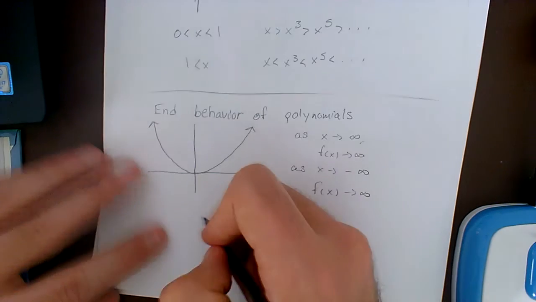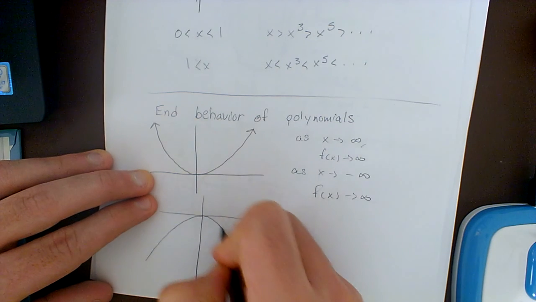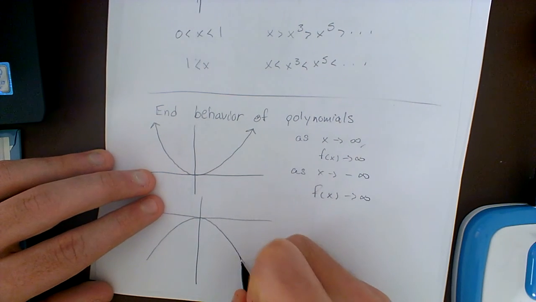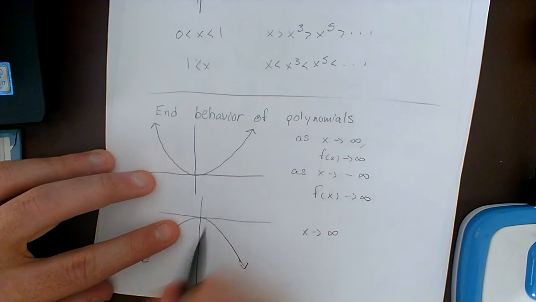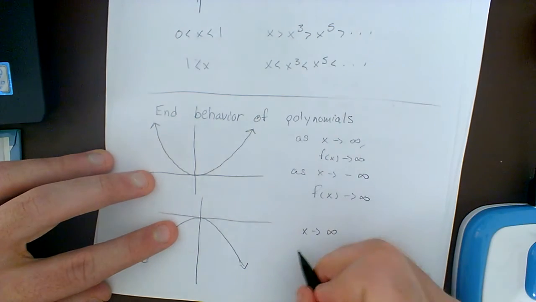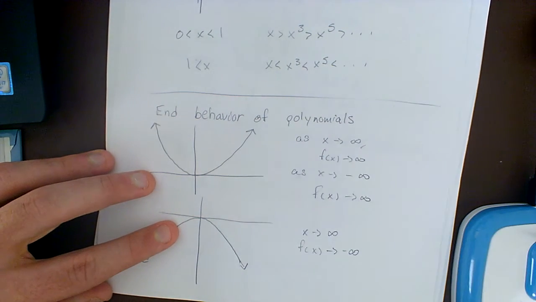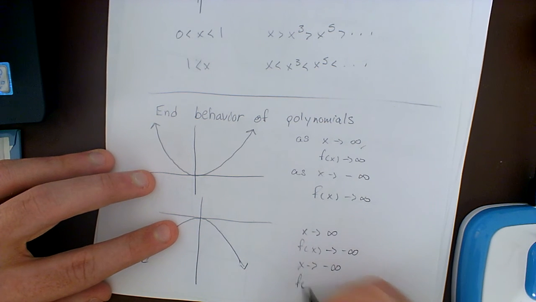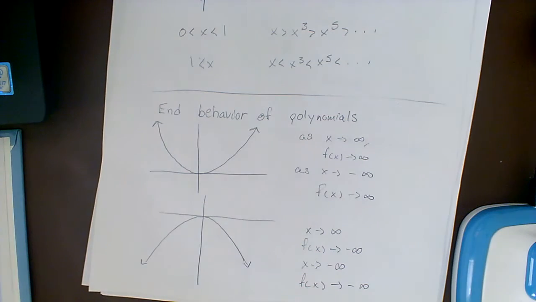Okay, you could have the exact opposite, a downward facing even function. So this one would be kind of the same here, but as x goes to positive infinity, as x gets bigger and bigger this way, our function is actually going down. So f of x goes to negative infinity. And as x goes to negative infinity, we get f of x going to negative infinity as well.